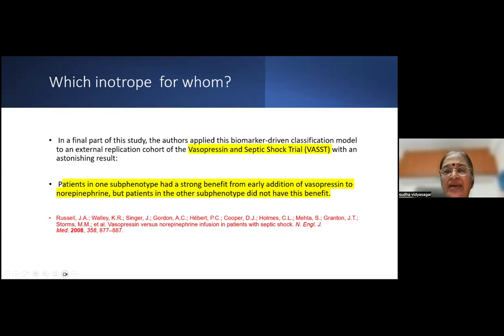Now, very interesting again is the VASST trial, where we used vasopressin for septic shock, in which they sub-analyzed a group of patients.